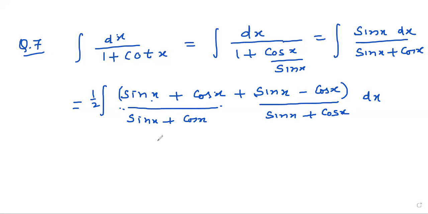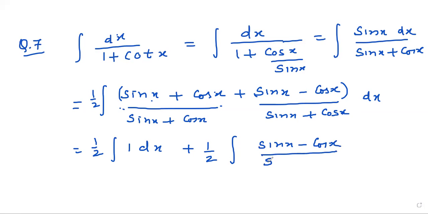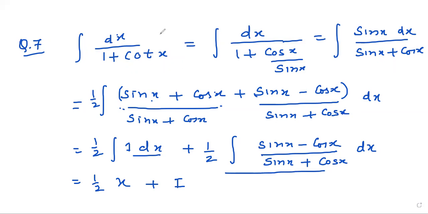Now the first term will become 1 by 2 integration 1 dx, and the second term will be 1 by 2 integration sin x minus cos x divided by sin x plus cos x dx. Now this term is easily integrable. This will give 1 by 2 x plus, suppose we write the second term as I, and let's integrate it. Then we will put the value.